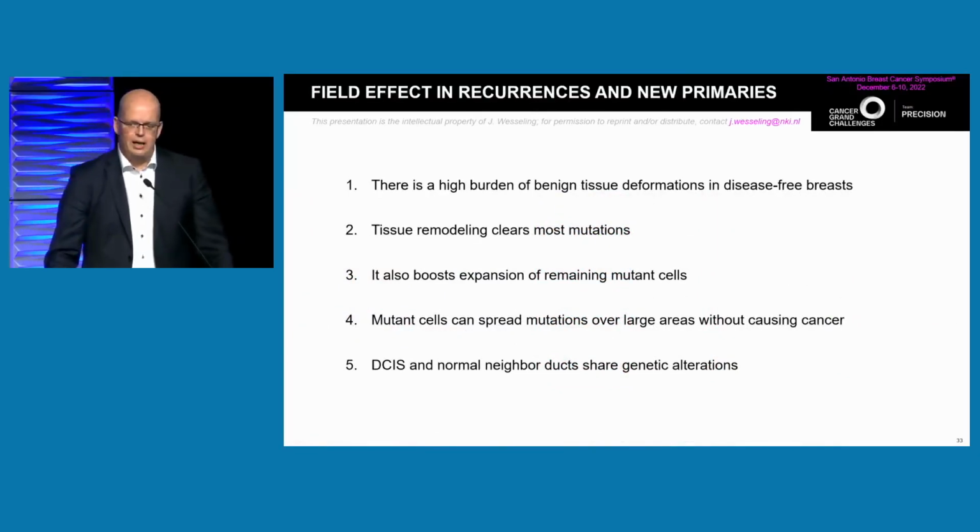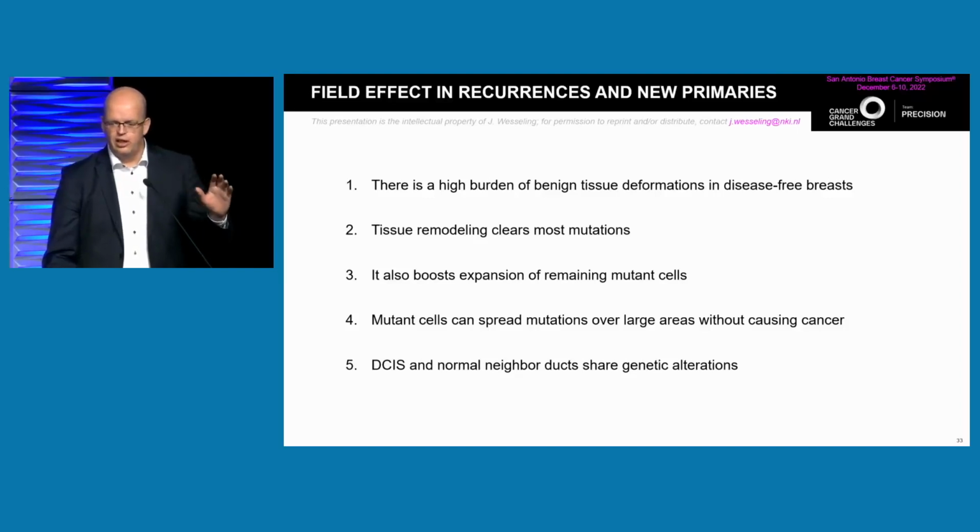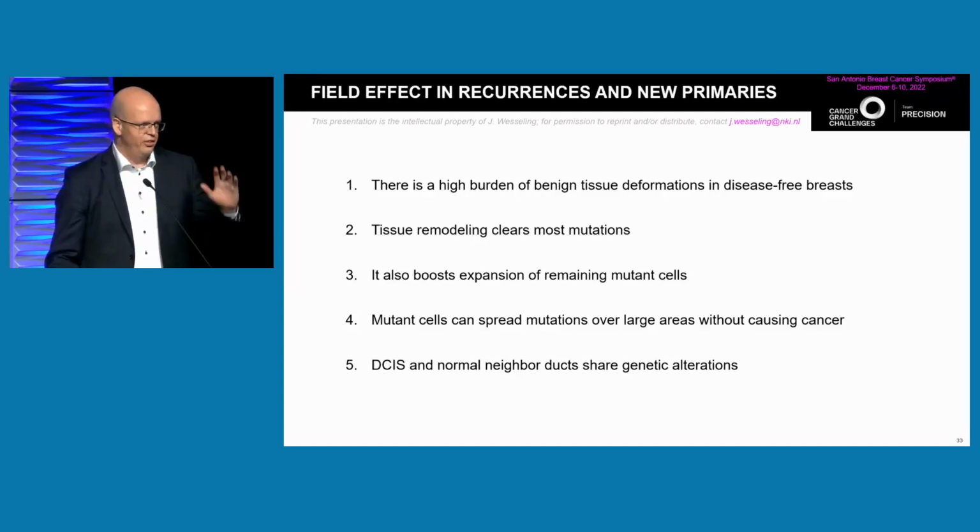So what can we learn from this? Well, that there is a high burden of benign tissue deformations in disease-free breasts, and that tissue remodeling can clear a lot of mutant cells, so a lot of mutations as well, but it can also boost expansion of remaining mutant cells, as I showed you for the mouse model, for example. And these mutant cells can spread mutations over large areas without causing cancer. Think about the sick lobe syndrome. And DCIS and normal neighbor ducts share genetic alterations.